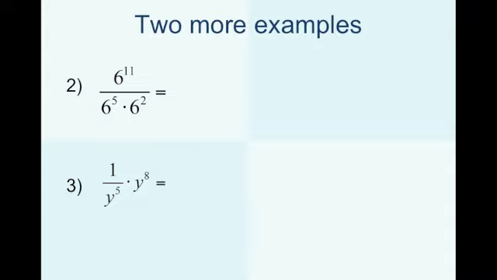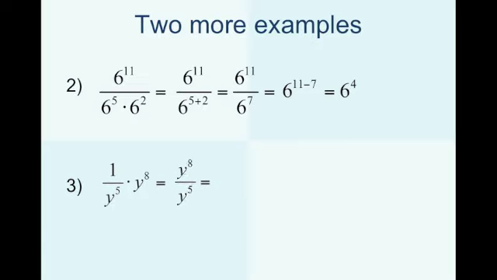2 more examples. Here, in this second one, first I'm going to add my exponents on the bottom. Then I have 6 to the 11th over 6 to the 7th, and I subtract those, leaving me with 6 to the 4th power. In the third one, I might rewrite my equation as y to the 8th over y to the 5th. I then subtract my exponents, leaving me with y to the third power.